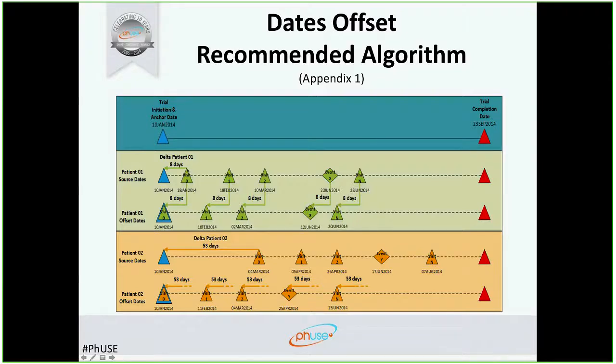So the idea is to look at the delta back to the trial initiation date, and then apply this delta to every single visit, every single event, and do that for every patient. So every patient will have a separate delta based on when they've entered the study.